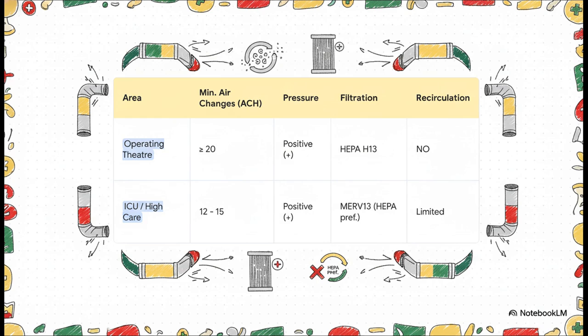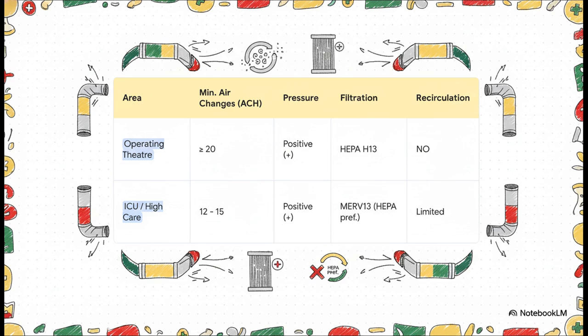For an operating theater, you need at least 20 air changes per hour. That means the entire volume of air in the room is replaced every 3 minutes. The room has to be under positive pressure to push germs out, and the air coming in must be HEPA filtered. That stands for high-efficiency particulate air. And this is key, you cannot recirculate the air.